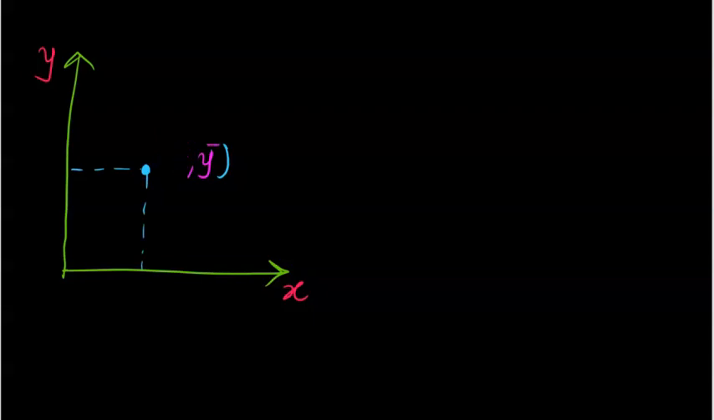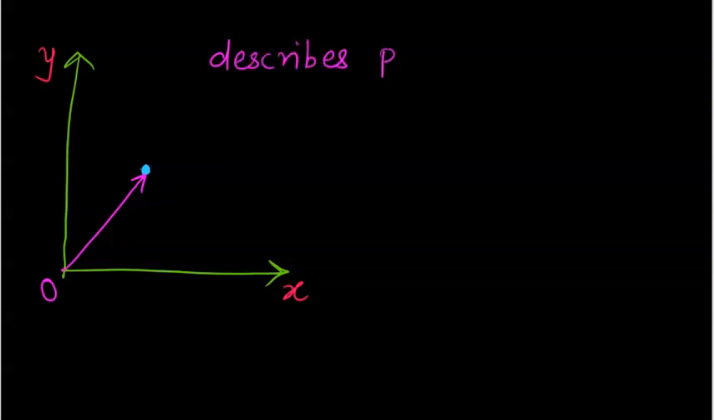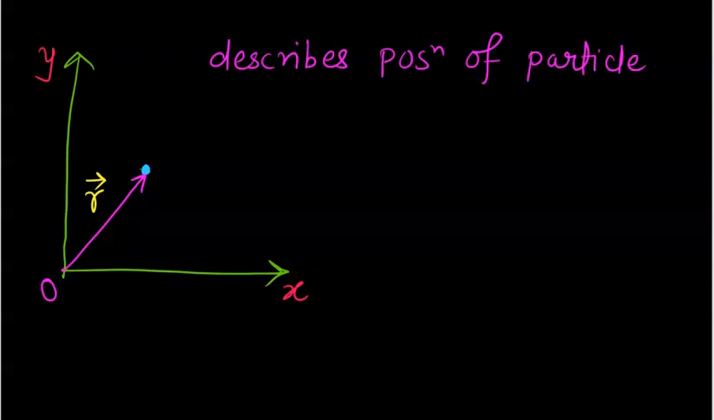Now to do that I can define a vector, which is from this origin O to this particular particle. This vector is also called the position vector, and it describes the position of the particle. Note that it is only in two dimensions as of now. I will denote this vector as r bar, the position vector of this particular particle with respect to this origin.